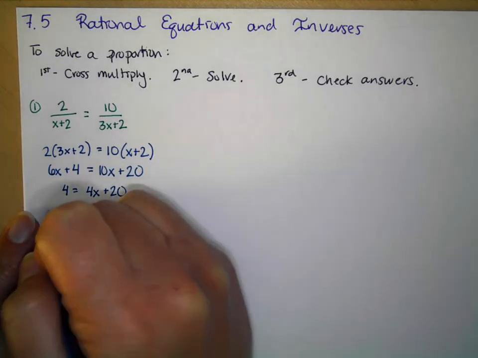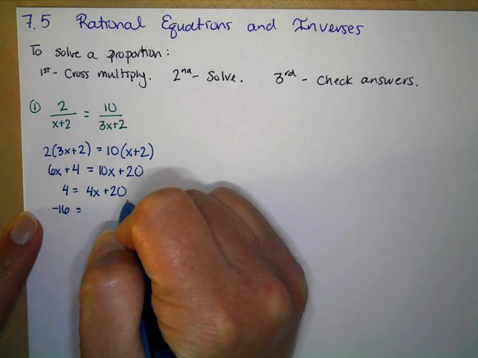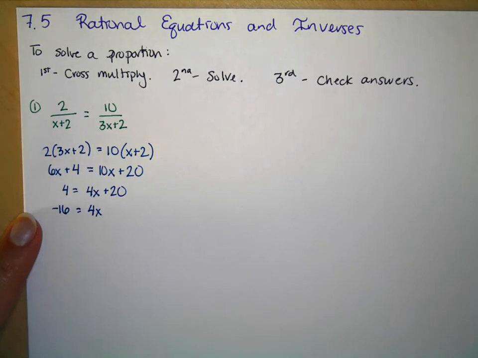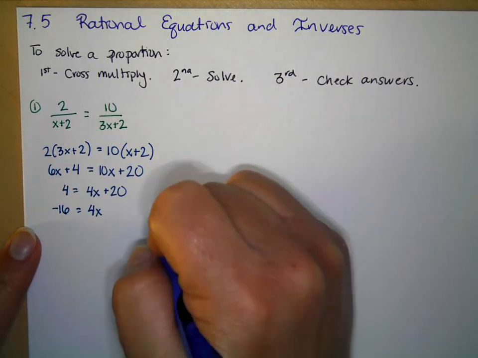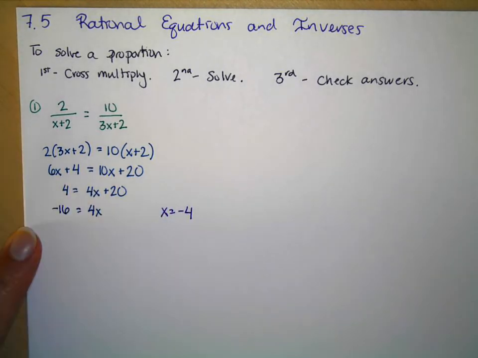And now to get all of our constants to the other side, I'm going to subtract 20 from both sides. So 4 minus 20 gives me negative 16. On this side, when we subtract 20, we'll just be left with the 4x. And if negative 16 is equal to 4x, if we divide both sides by 4, we get x equals negative 4. And now we want to check our answer.